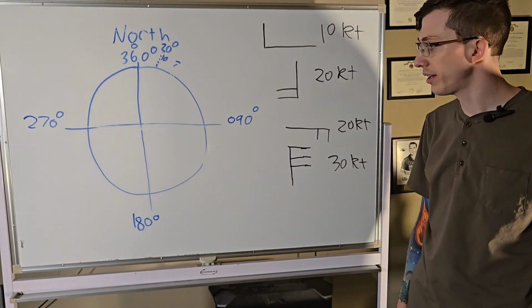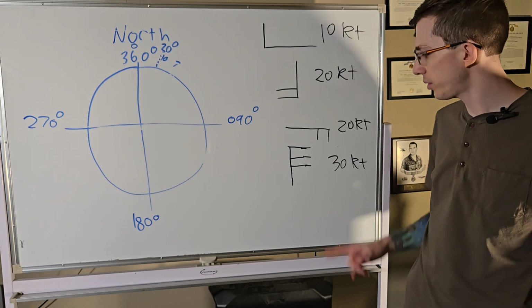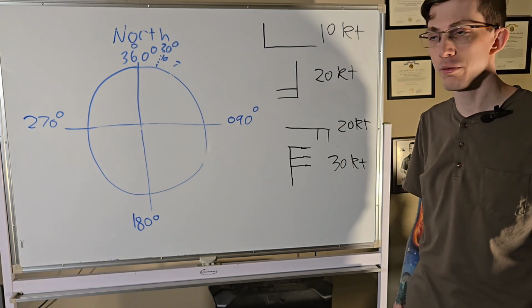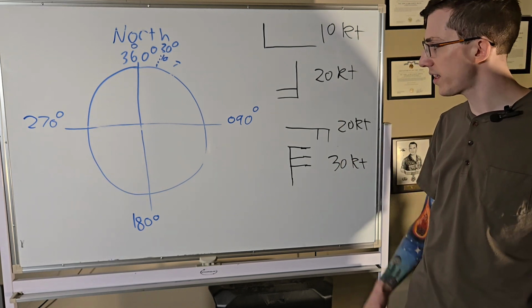So combining it, we get wind speed and wind direction. When we put these on a map, we can figure out exactly what the air is doing based off of these labels and these wind barbs.